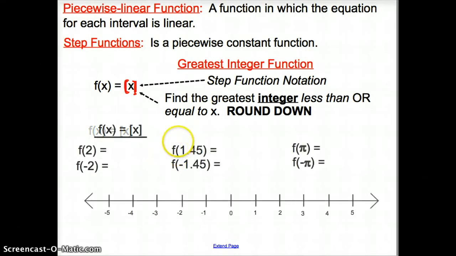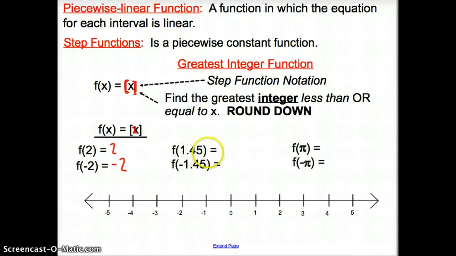So let's take a look at some of the examples. If we have f of x equals the greatest integer function, we're putting that 2 in for this x. So f of 2 really changes nothing. It would just be 2. Same thing with negative 2. It'd still be negative 2 because it's right at that whole integer.